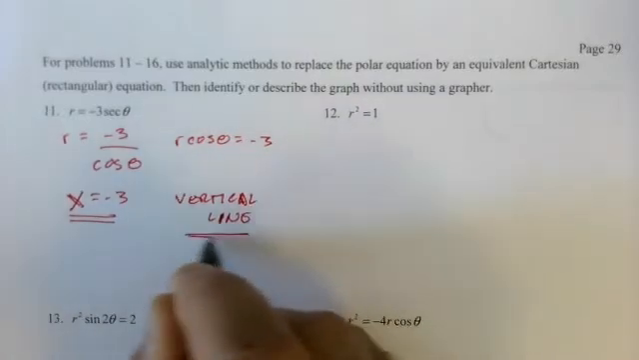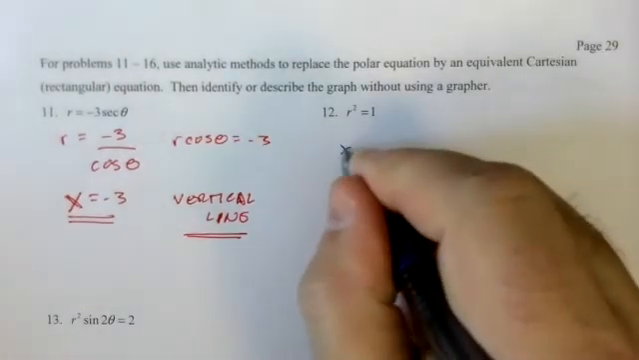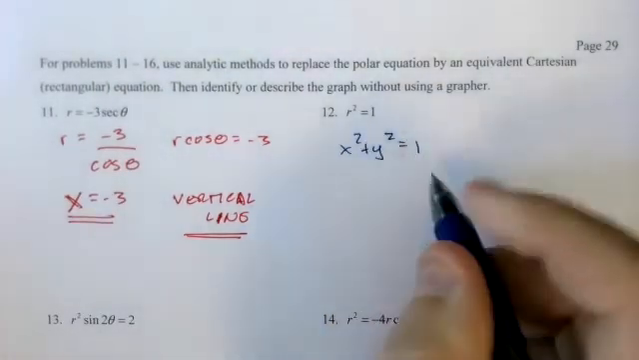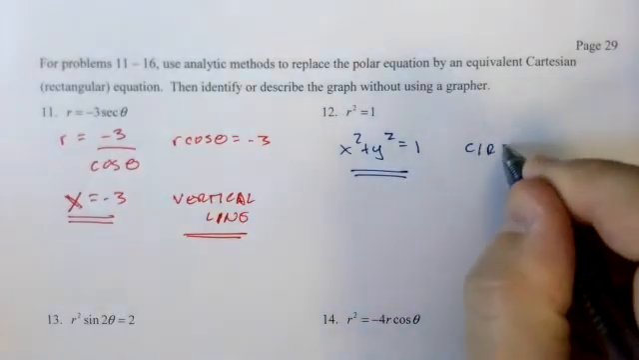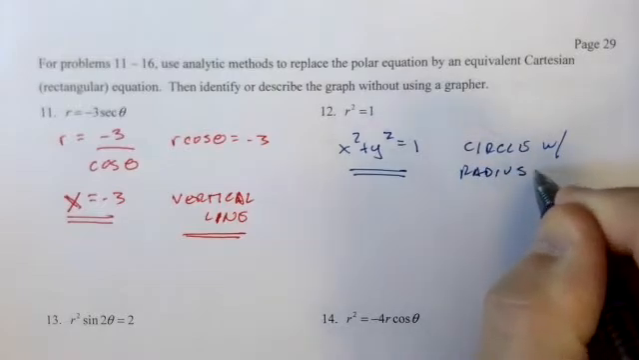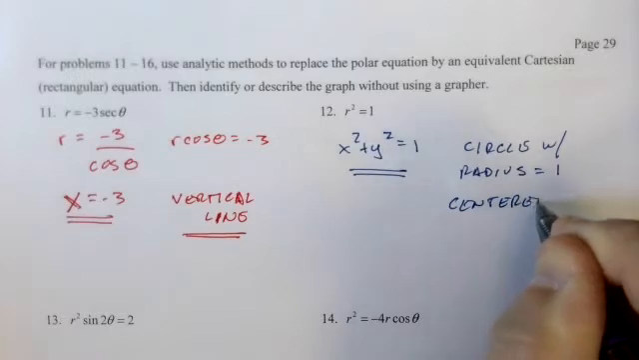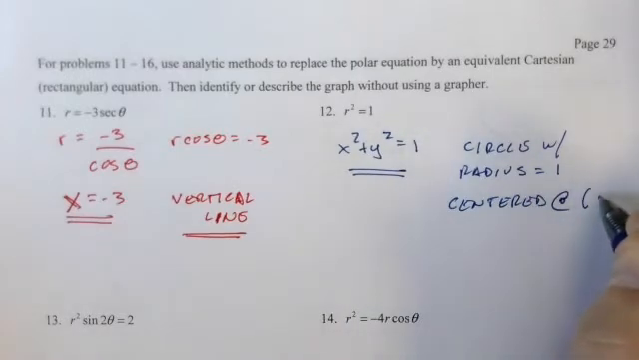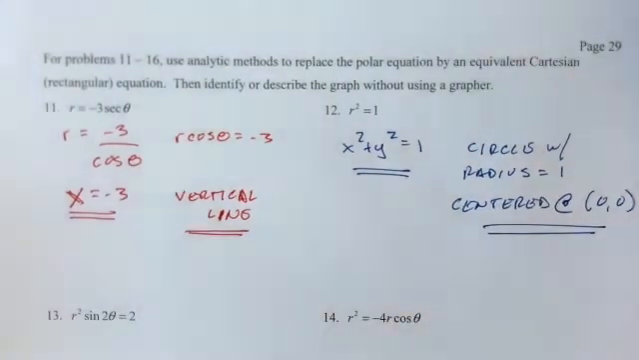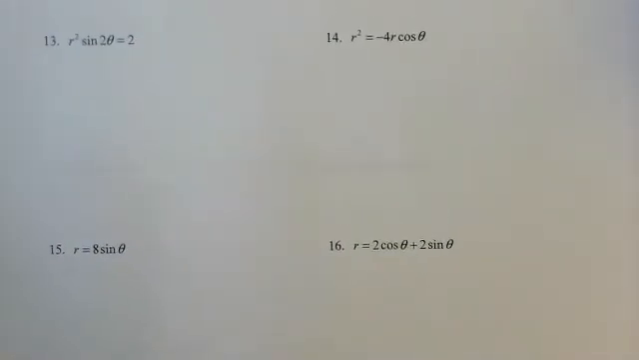I have some trouble with my hands today. They don't want to do what I'm telling them to do. r squared equals 1. Change r squared to x squared plus y squared. All right, that's just a circle with radius 1 centered at 0,0. Kind of bothered how fuzzy this is. I'd zoom in more, but then I lose it.